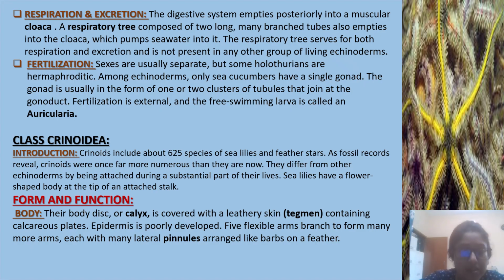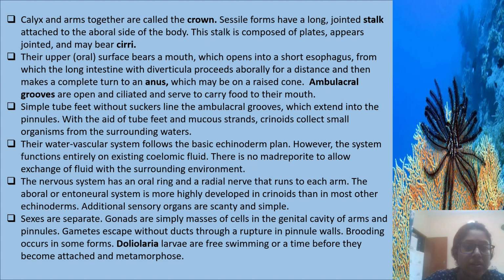Their body shape. Their body disc or calyx is covered with a leathery skin called the tegmen, containing calcareous plates. Epidermis is poorly developed. 5 flexible arms branch to form many more arms, each with many lateral pinnules arranged like barbs on a feather. Calyx and arms together are called the crown. Sessile forms have a long jointed stalk attached to the apical side of the body. This stalk is composed of plates, appears jointed and may be ciliate.